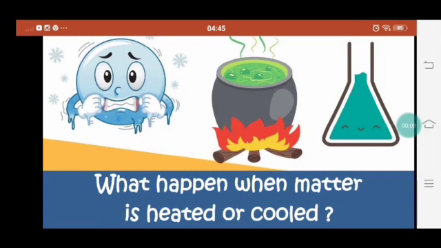Today we will discuss part 2 of Unit 5, State of Matter. It's about what happens when matter is heated or cooled. Apa yang terjadi ketika materi itu dipanaskan atau didinginkan. So this is about change in state of matter. Perubahan wujud benda.